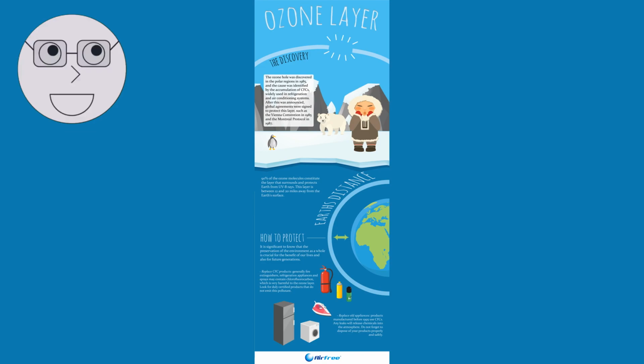Chlorofluorocarbons, CFCs, which were commonly used in refrigerants, aerosol sprays, and other products, were found to be destroying the ozone layer. When CFCs are released into the atmosphere, they break down into chlorine atoms, which then react with ozone molecules, breaking them apart and reducing the amount of ozone in the atmosphere. In the next segment, we will explore the impact of CFCs on the ozone layer and the efforts that have been made to protect it.